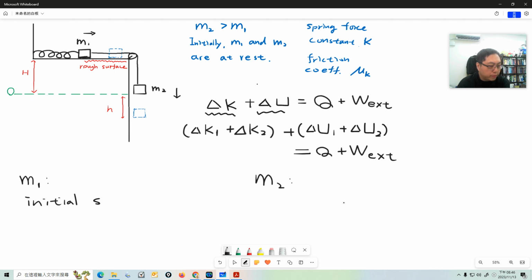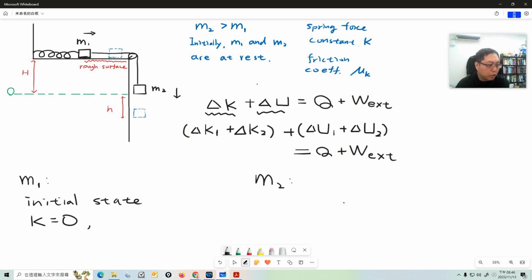M1 initial state. What's the kinetic energy of M1 at the initial state? At the very beginning, I said these two objects are at rest. At rest means there's no velocity, and no velocity means there is no kinetic energy. So at the initial state, the kinetic energy K is 0.